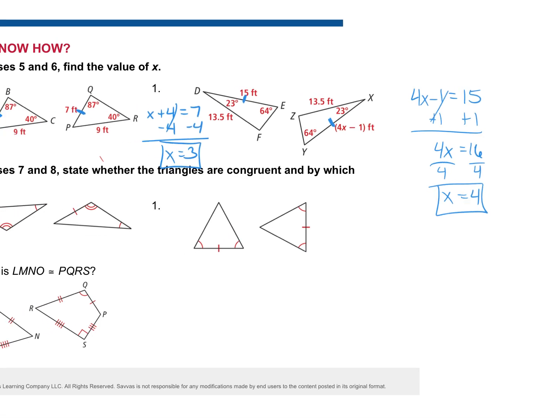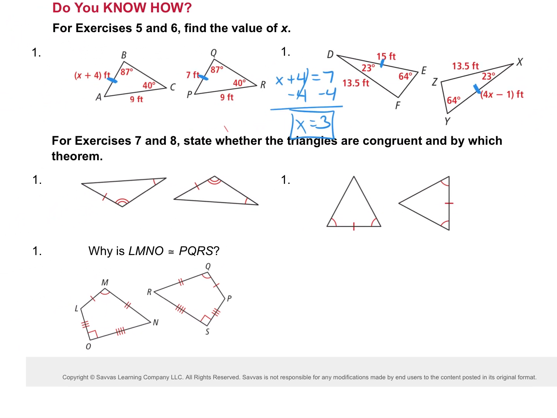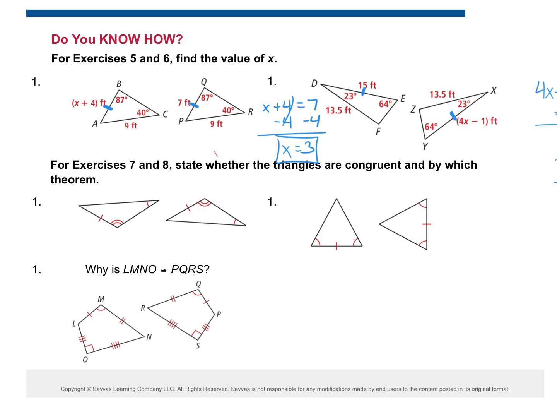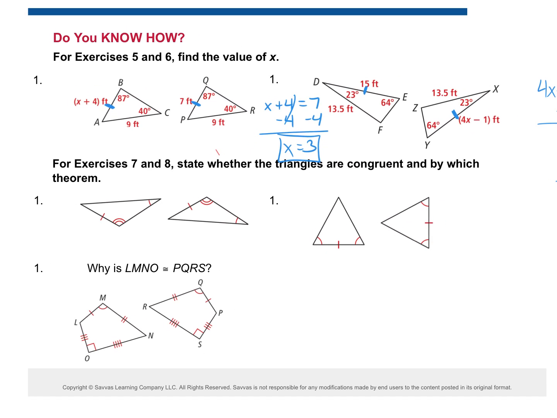All right, 7 and 8, we're stating whether these two triangles are congruent and by which theorem. Okay, what about number 7? Are those two congruent? Yeah. By angle, angle, side. Good. What about number 8? Angle, side, angle. Does everyone agree with angle, side, angle?